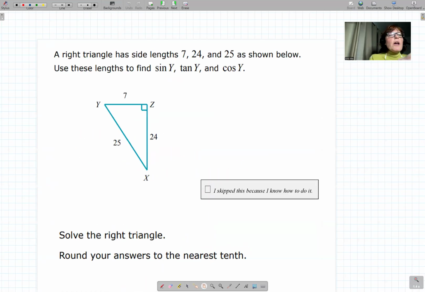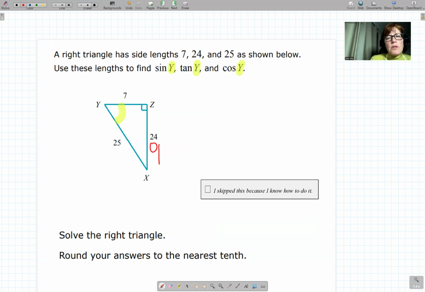In the right triangle, we want to find, it has the lengths of 7, 24, 25. Find sine of y, tan of y, and cosine of y. Now this you don't even need a calculator for. In fact, there are fraction bars here.